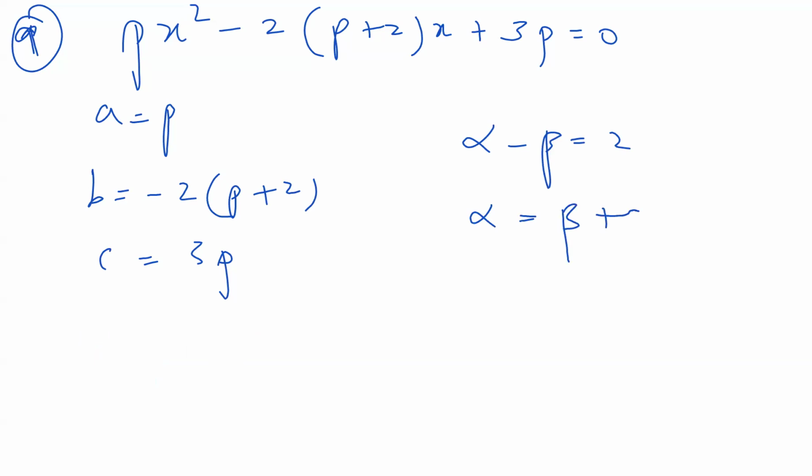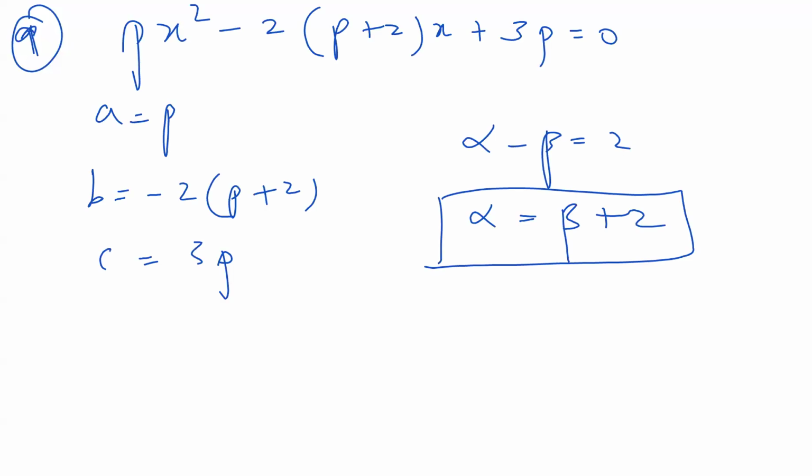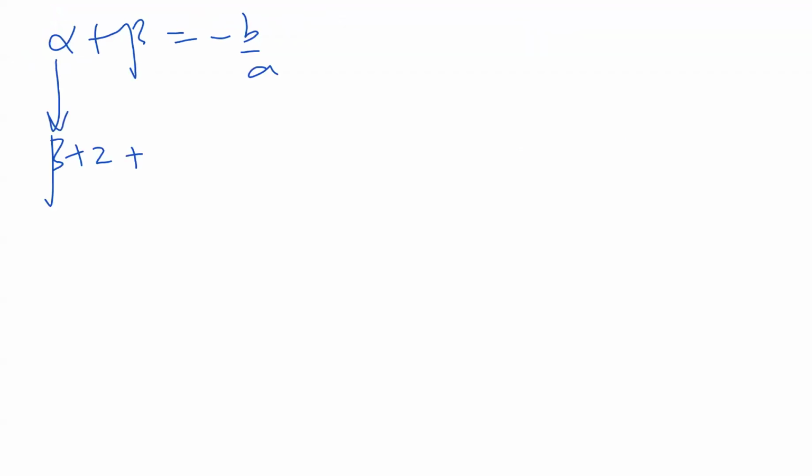Alpha is equal to beta plus 2. Now we'll write down alpha plus beta. Alpha plus beta is minus b by a. Now alpha is equal to beta plus 2, which we have written in the previous slide. Now minus b by a. So b is already negative, so minus b will be positive. So 2p plus 2 upon a. A is p, so 2p plus 2 upon p.